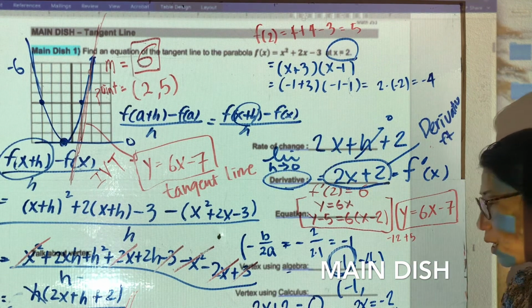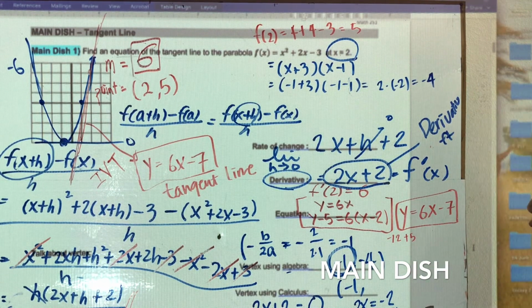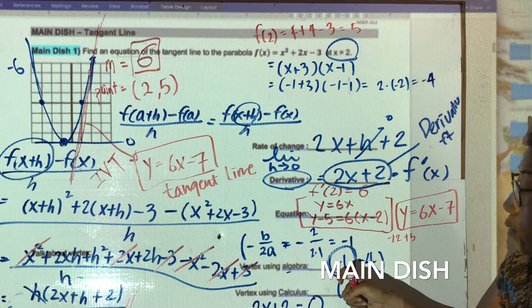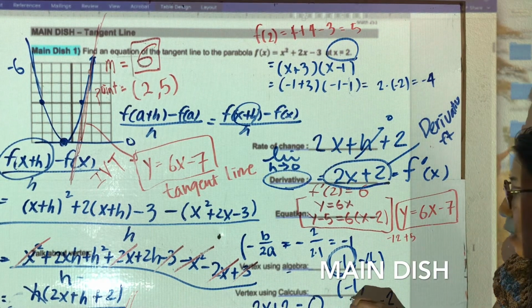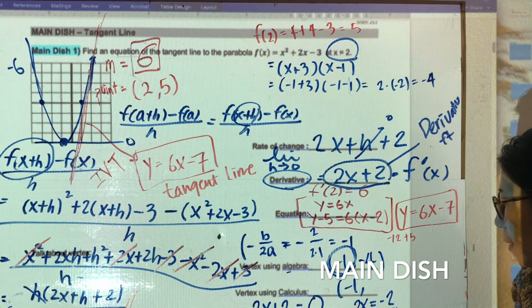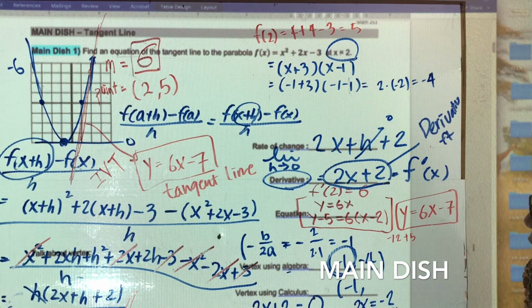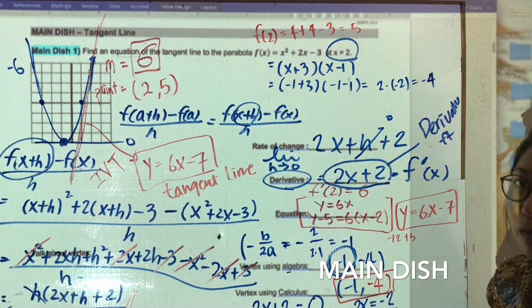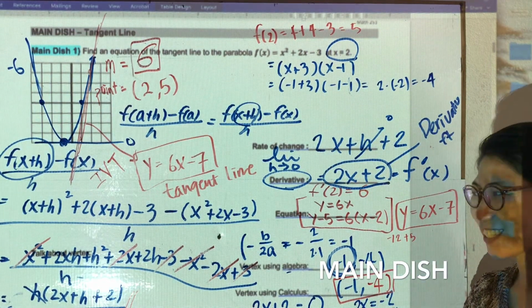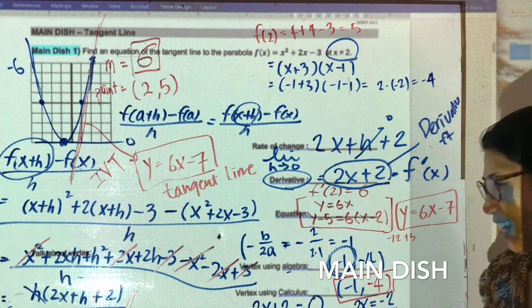When is it going to be? When x is -1, that's going to be your vertex. So I found the x coordinate by using calculus. Then by plugging in -1, you will get the y value -4. So I can find the same vertex using calculus. Isn't it cool? Yeah, right?